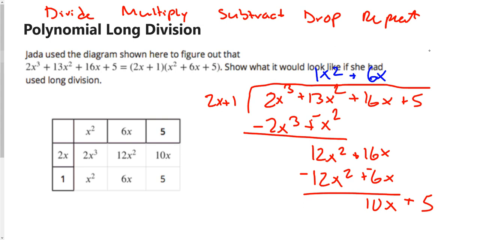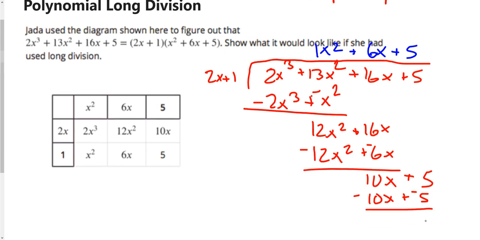10x divided by 2x, 5. 5 times 2x, 10x. 5 times 1. Change the signs. And we're good. X squared plus 6x plus 5. Yes, that factors even farther, but we're not concerned with that at the second. Okay? But hey, the long division works.